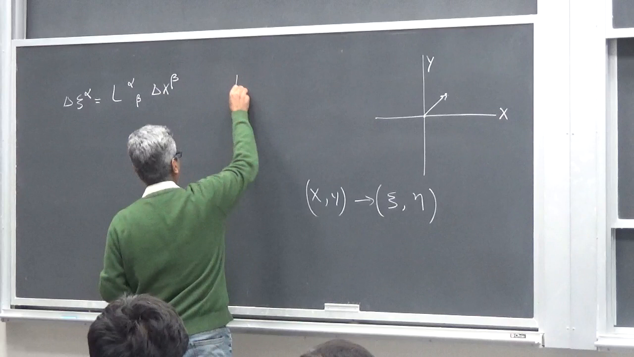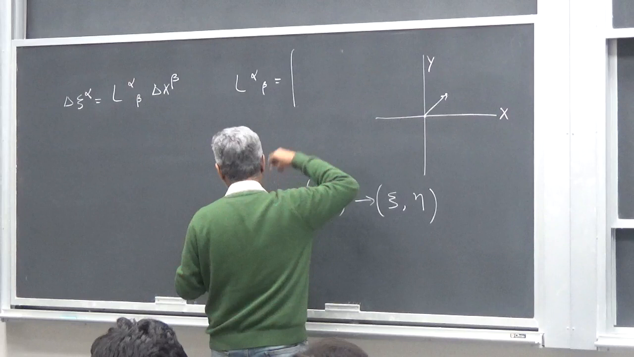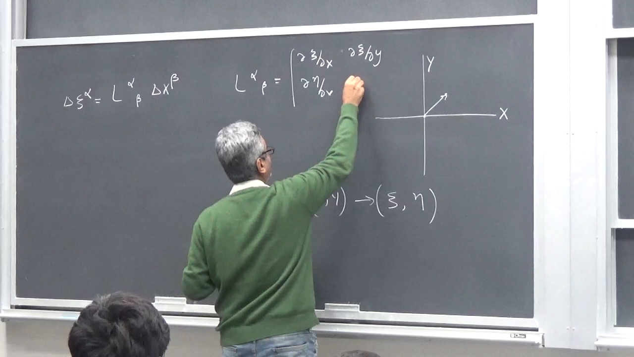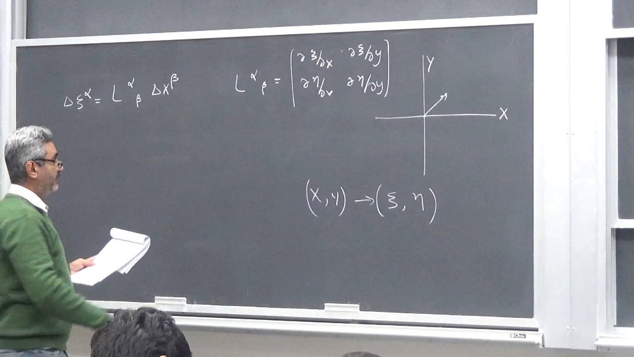For completeness, let me just write this with alpha and beta. If you want to look at it as a matrix, this is partial xi over partial x, partial xi over partial y, partial eta over partial x, partial eta over partial y. And the determinant of this thing shouldn't be zero at any point.